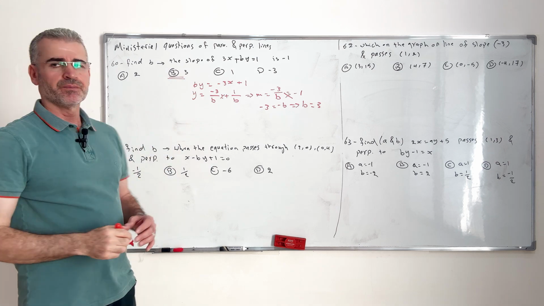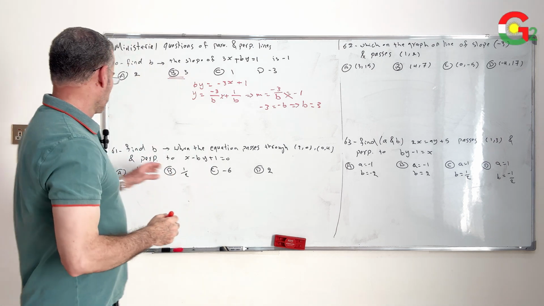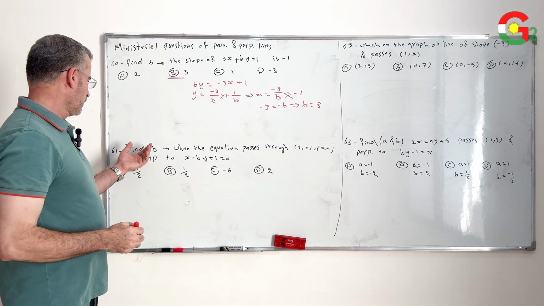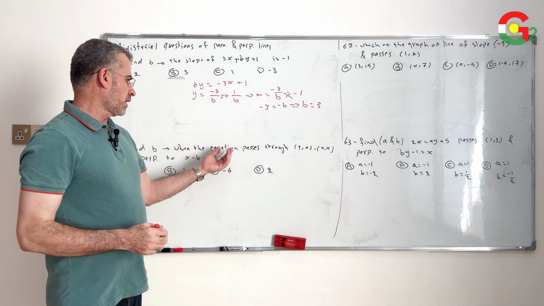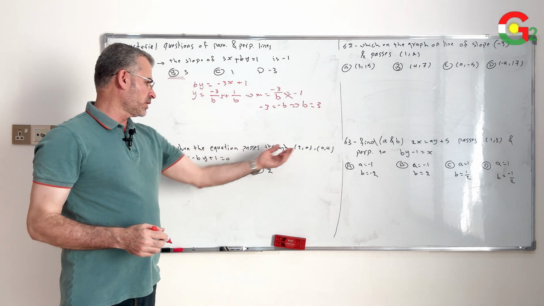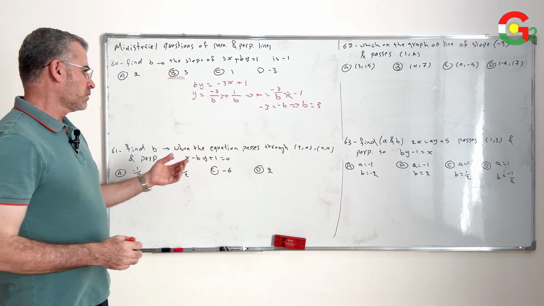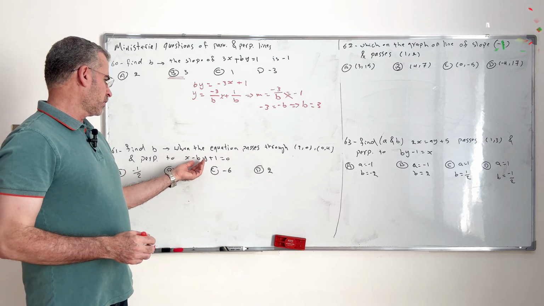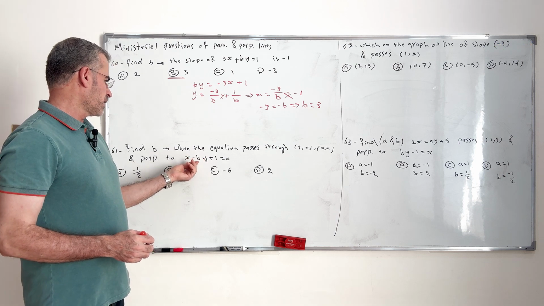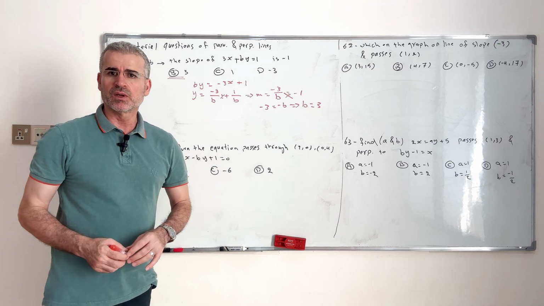Choice number B. Question number 61. Find the value of b when the equation of the line passes through the points (2, 0), (0, 4) and is perpendicular to the line x minus by plus 1 equals 0.